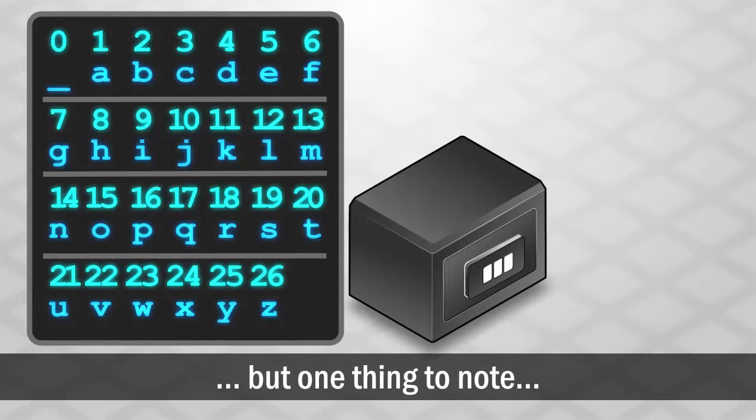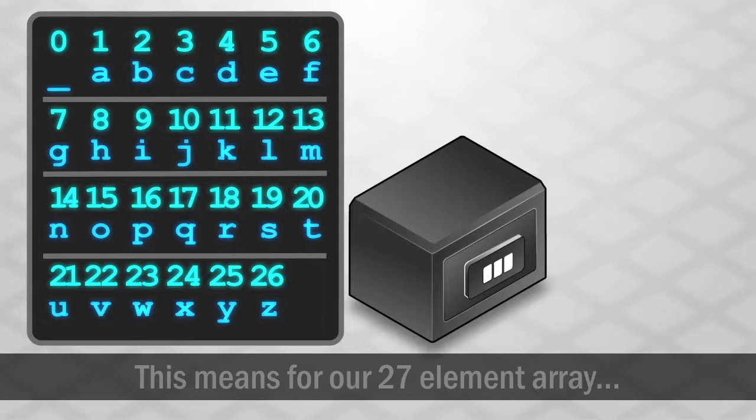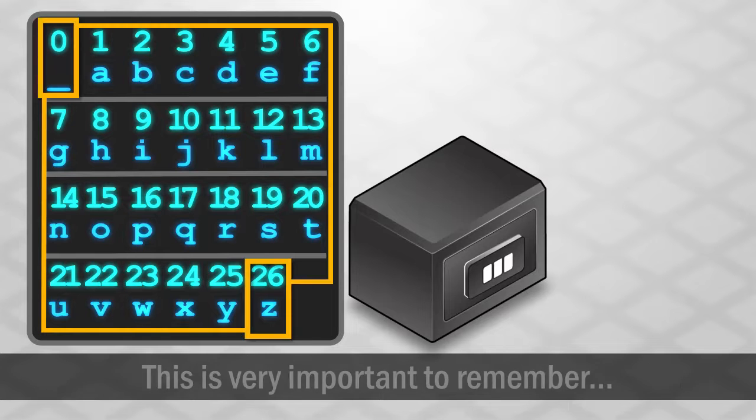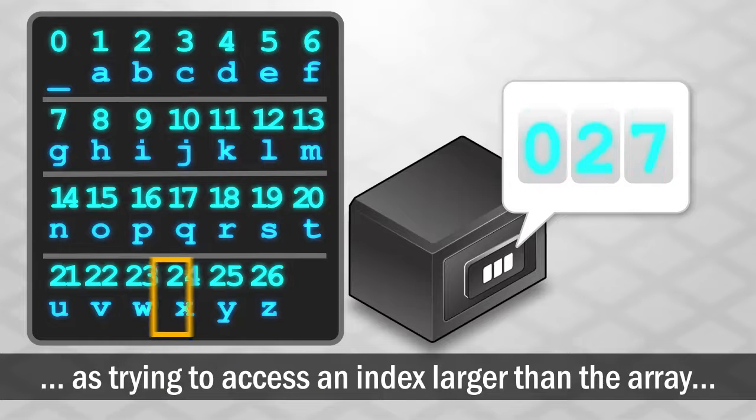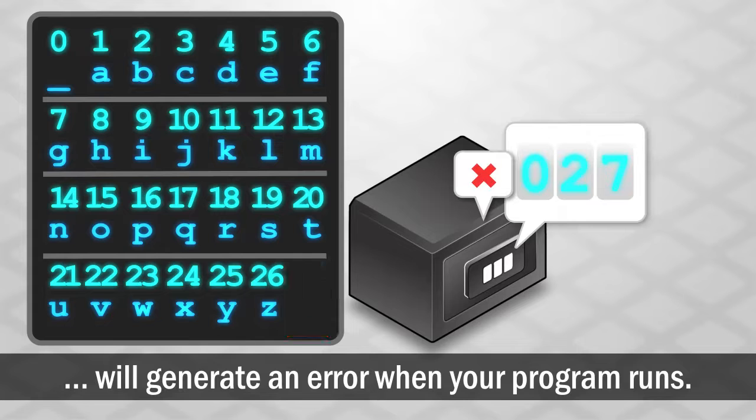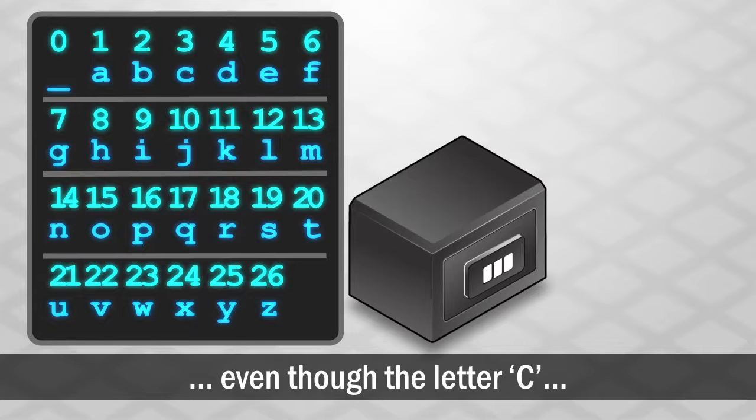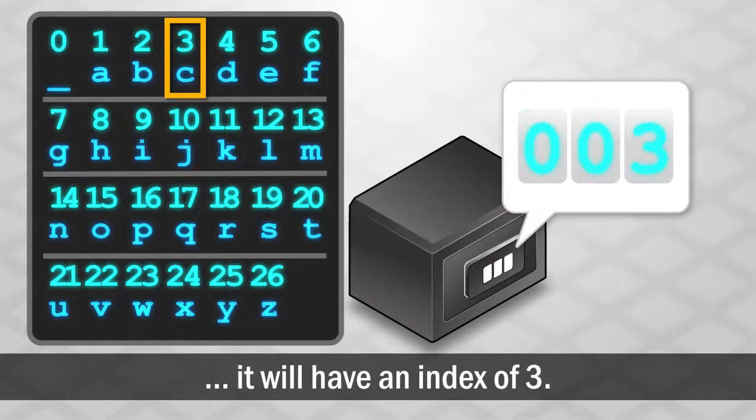But one thing to note, array indexes begin at 0, not 1. This means for our 27 element array, you will be able to access index 0 through 26. This is very important to remember, as trying to access an index larger than the array will generate an error when your program runs. This also means that even though the letter C is the fourth element in the array, it will have an index of 3.